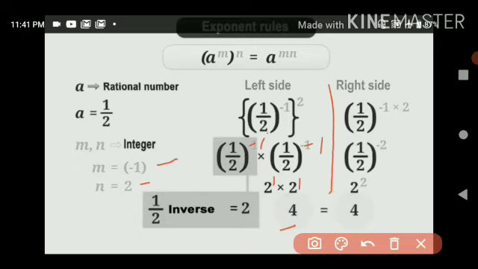Right hand side, a raised to the power m n. So 1 upon 2 raised to the power minus 1 multiplied by 2, 1 upon 2 raised to the power minus 2. Whenever we take the reciprocal of 1 upon 2, which is 2, then this sign would change to positive. So 2 raised to the power 2 is equal to 4. Hence, this is also verified.